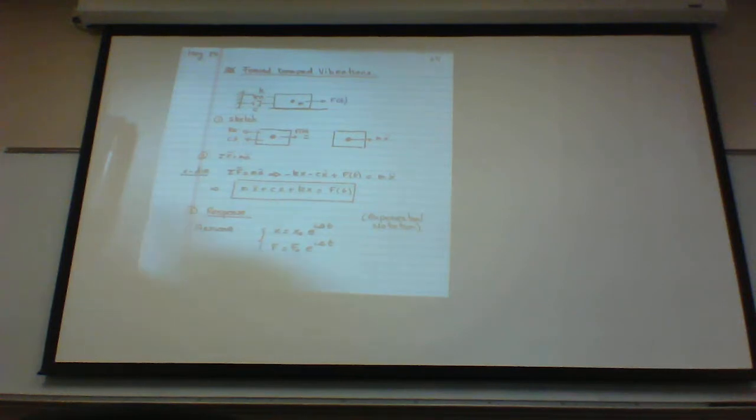Now that we have the two assumed solutions, what can we do? We can substitute into the equation of motion. But before we do that, what would be x dot? x dot is i omega x naught e to the i omega t, and x double dot is equal to minus x naught omega squared e to the i omega t.